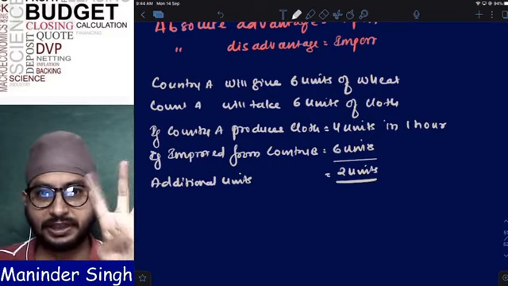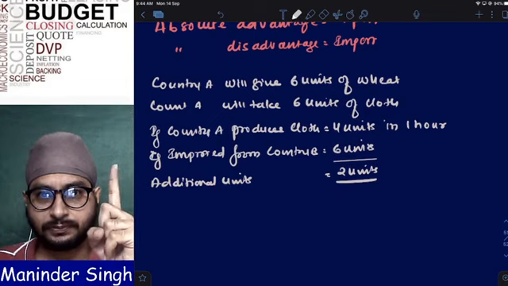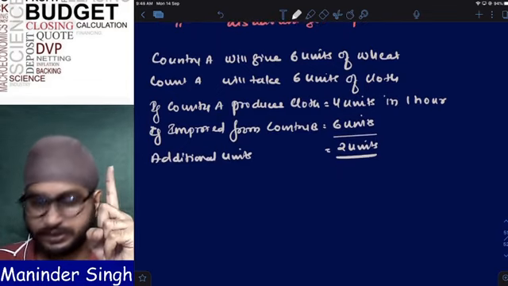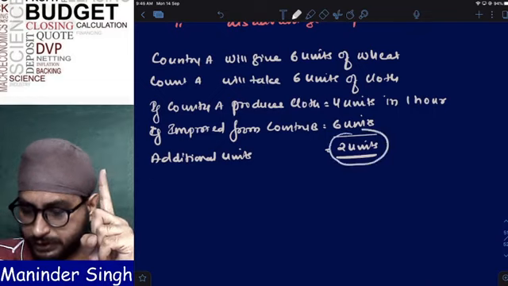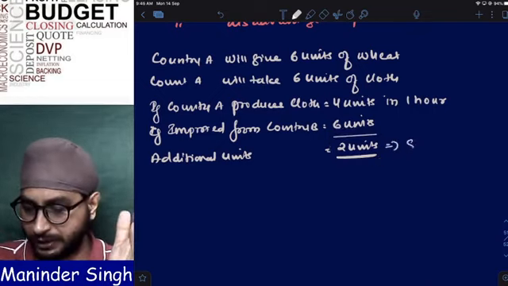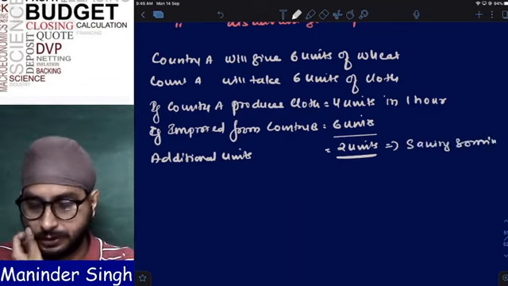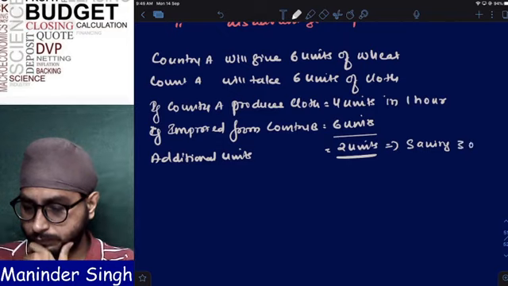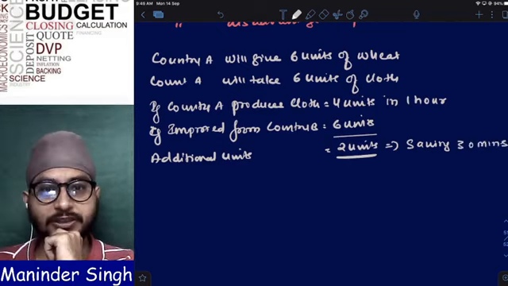For 4 units it is taking 1 hour. Correct or not? So for 2 units, how many minutes? 30 minutes, right? Half an hour. So am I saving 30 minutes or not?